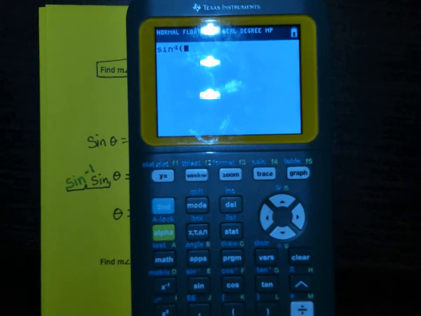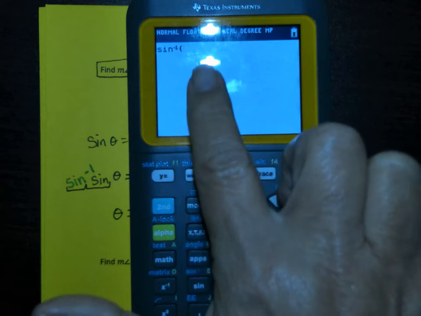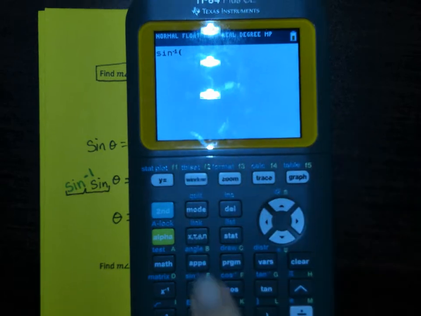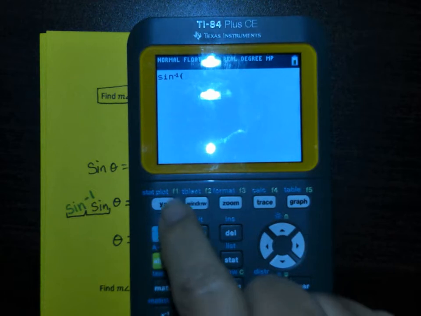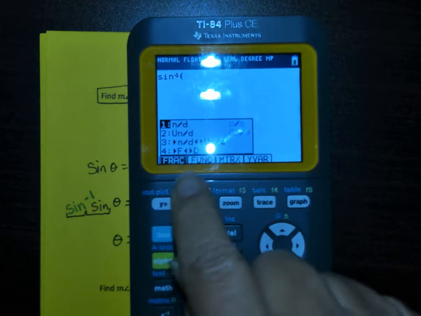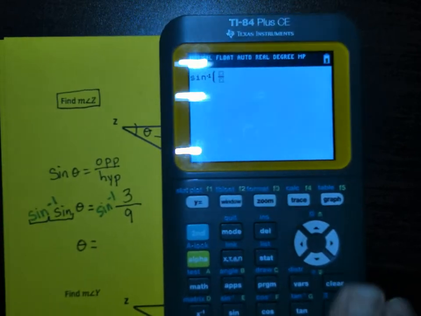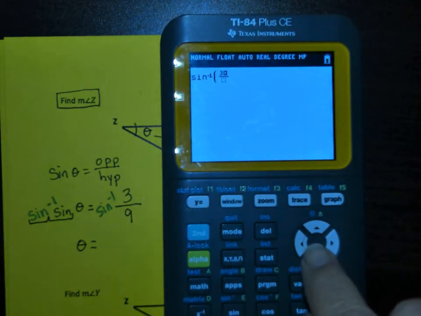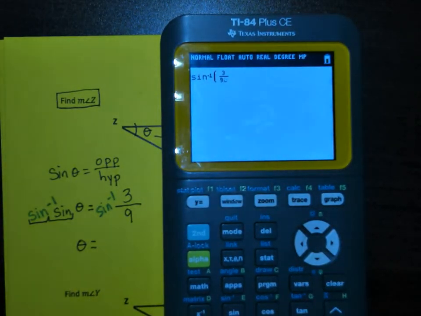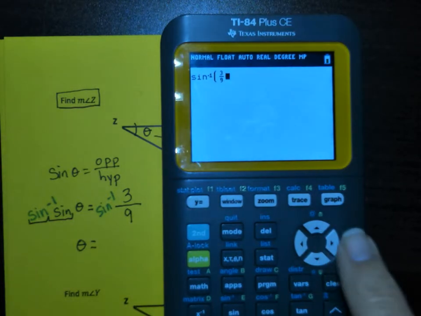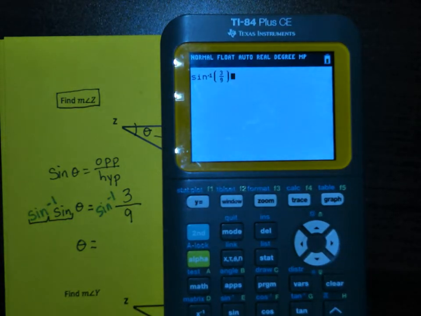And now these calculators are a little bit picky with this. They want this to be written as a fraction. So we're going to do alpha y equals, and hit enter. And now there's a fraction. Okay? And so we're going to put 3 there and 9 on the bottom. And then we're going to close our parentheses.